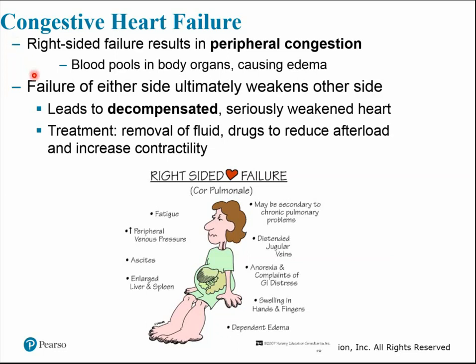Eventually, though, failure of either side is ultimately going to weaken the other side, right? Because it's a side-by-side, two dual pumps that work together. So this can lead to a decompensated or seriously weakened heart. Say if we have right side failure, the left side is going to try to compensate for that failure, but it won't be able to keep up. So treatment for right side congestion includes removal of fluid, some drugs to reduce the afterload or the pressure, and to also increase the contractility of the heart muscle cells.